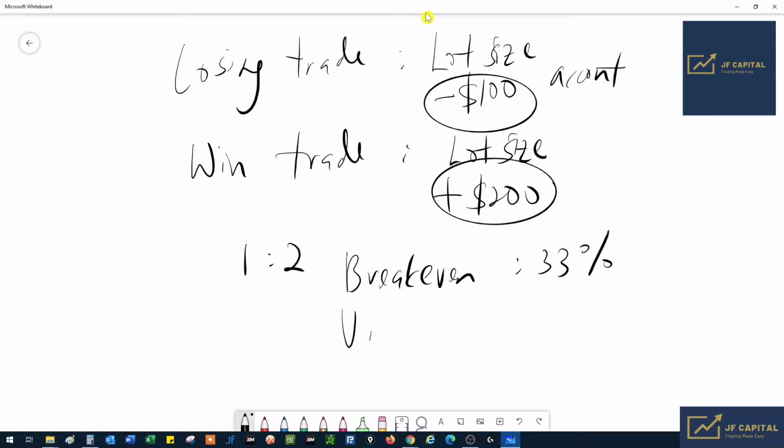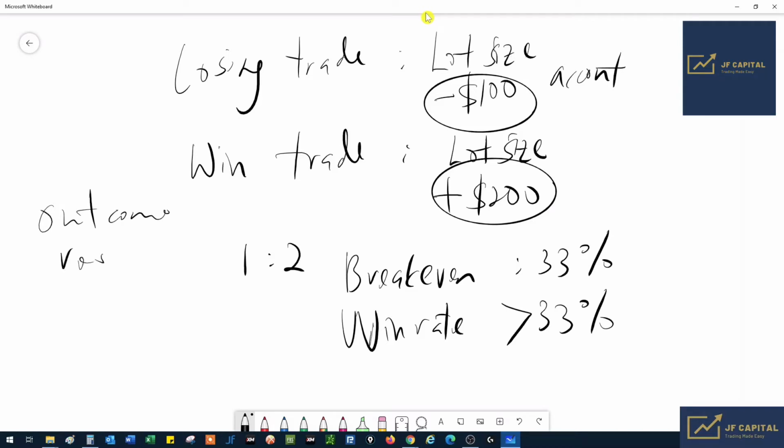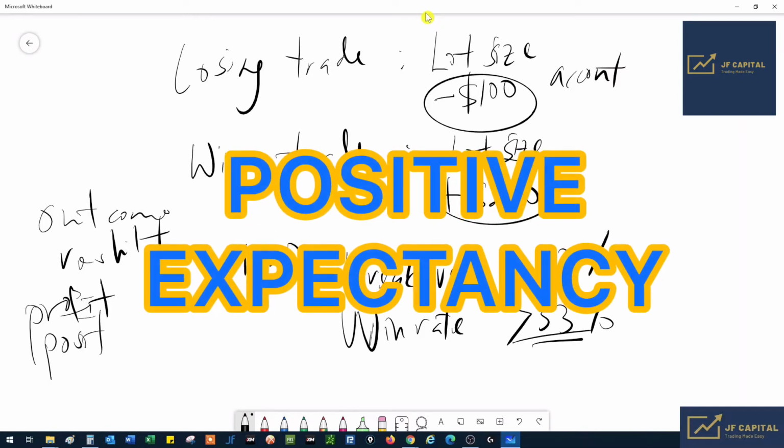So if I have a win rate of more than 33%, which means my outcome of this result, if I have more than 33%, I will have profit at the end of the month. Some people will also call it positive expectancy.